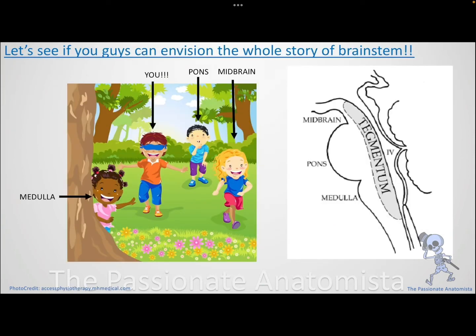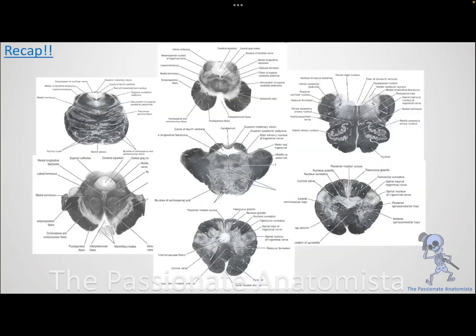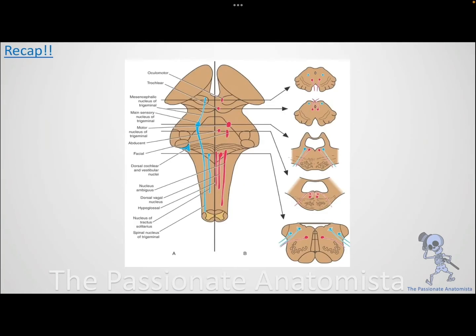All right? Okay, so let's see, guys, if you can envision the whole story of the brainstem. This is you, and you have the medulla, you have the pons, and you have the midbrain. Let's see if you guys can remember that. I have here a recap about the brainstem before I ask you to envision. Okay, fine. Let's get back. We will get back to this.